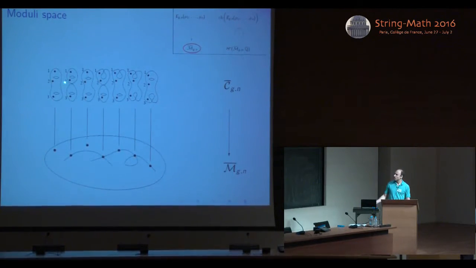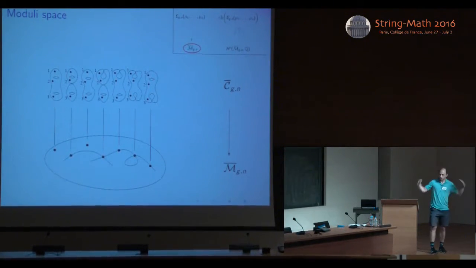And then inside Mg,n bar, there is a normal crossing divisor. So what you see here is a divisor with normal crossings like the walls and the floor of this room. And if you take a point on one of the components of the divisor, over this point lies a stable curve. That means a curve with a simple self-intersection, a node. In this case, we have a separating node, so the curve is separated into two irreducible components. Then there is another component of the boundary divisor. If you take a point here, you get a curve with a non-separating node.